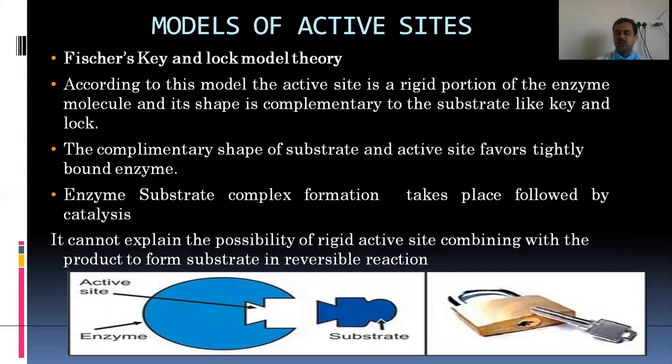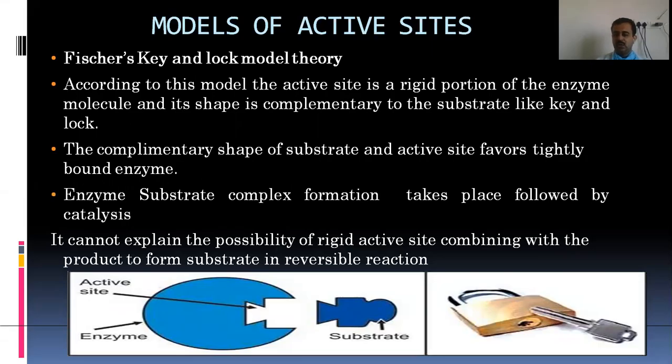Now, what are the models that are associated with the active site of an enzyme? The one best known model is Fischer's lock and key model theory. Fischer was a scientist who proposed a model based on how the interaction of enzyme and substrate takes place. According to this model, the active site is a rigid portion of the enzyme molecule and its shape is complementary to the substrate, like a key and lock.